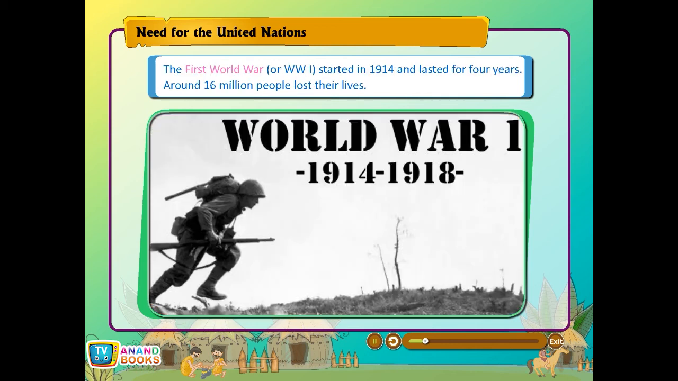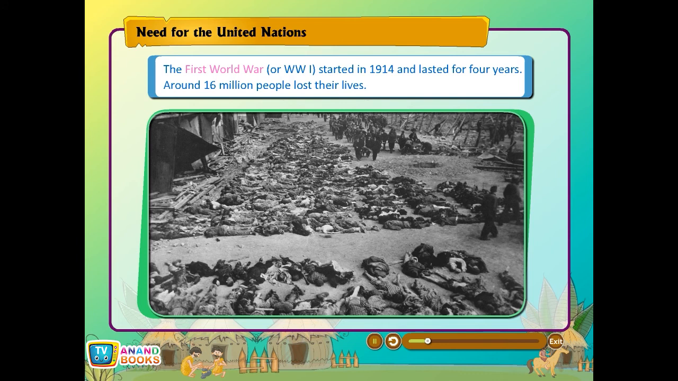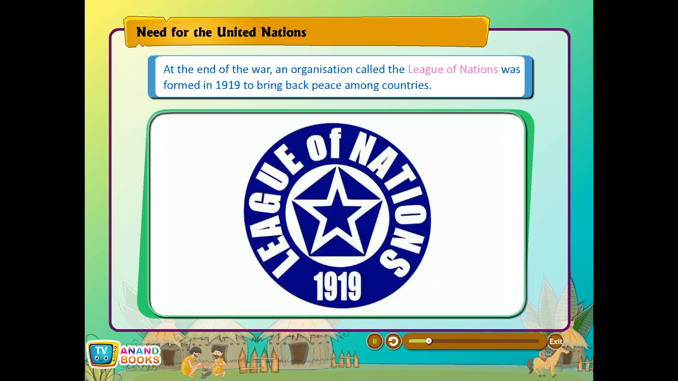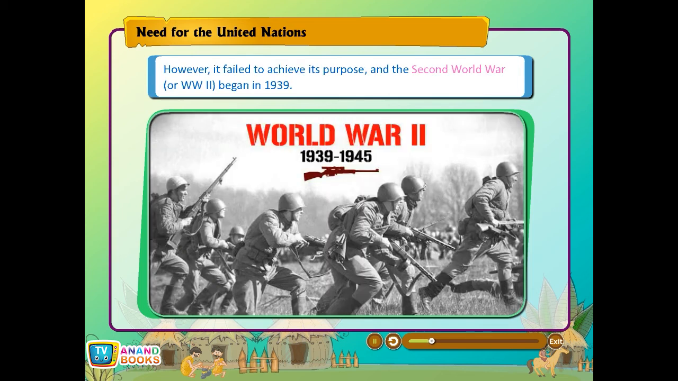The First World War, or WW1, started in 1914 and lasted for 4 years. Around 16 million people lost their lives. At the end of the war, an organization called the League of Nations was formed in 1919 to bring back peace among countries. However, it failed to achieve its purpose, and the Second World War, or WW2, began in 1939.